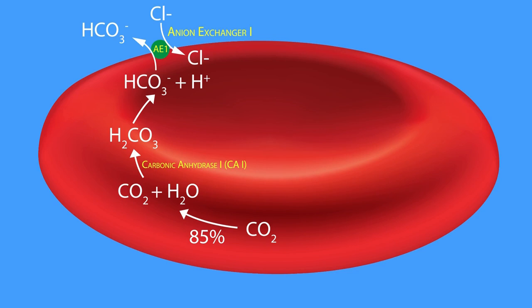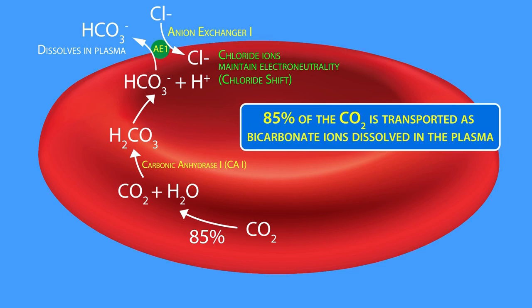Also, it's important to note that the transport of chloride ions into the cell helps maintain the electroneutrality of red blood cells. This is often referred to as the chloride shift. After being transported out of the red blood cells, the bicarbonate ions readily dissolve in the plasma. So, about 85% of the total carbon dioxide transported throughout the circulatory system is transported as bicarbonate ions dissolved in the plasma.